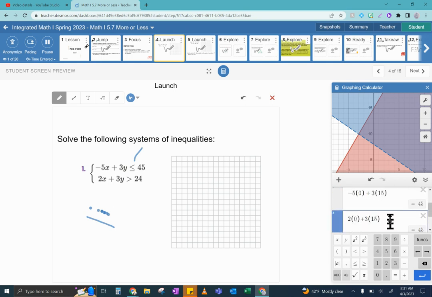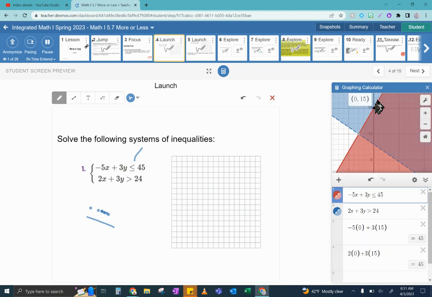Right? Did I do that? Yeah, I did. So is 45 greater than 24? And you're like, yeah. So that is a solution. So people along the solid line are understood as solutions versus people along the dash lines are not solutions. Okay? So keep that in mind when we're doing this, okay?